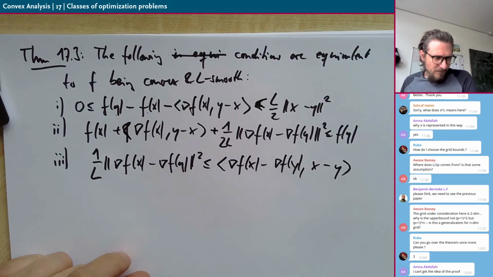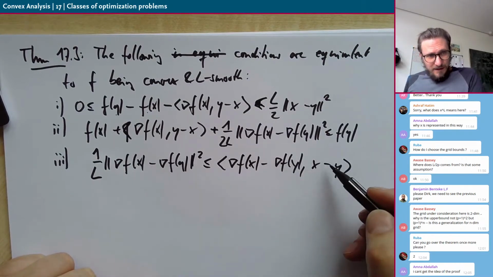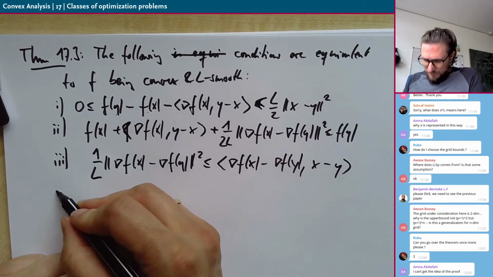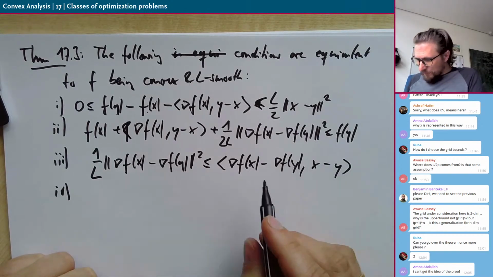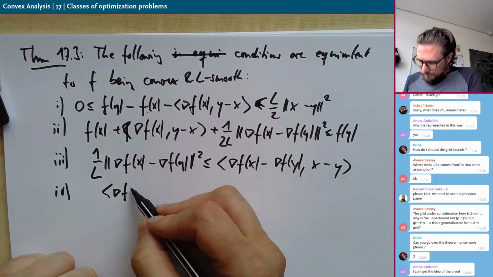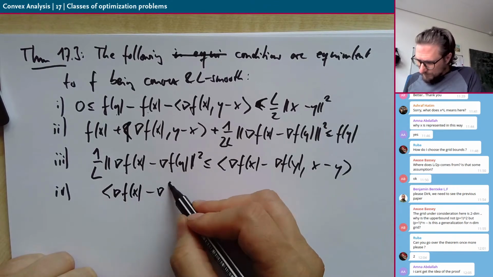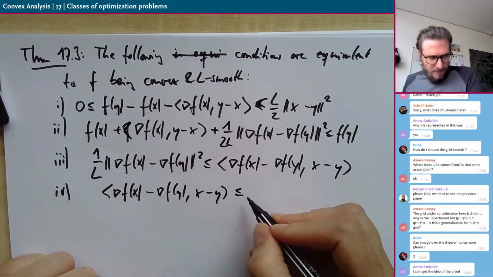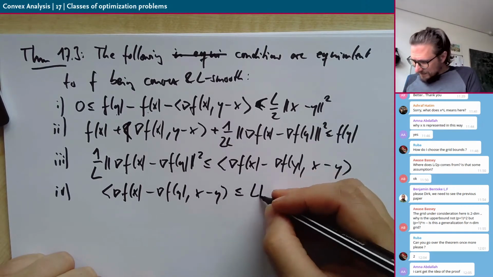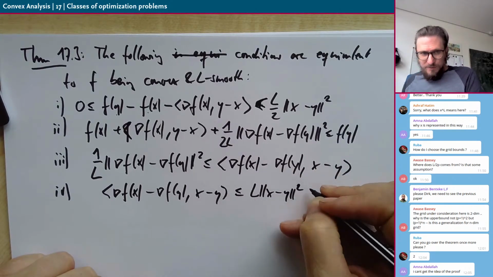And this is equivalent to all of the above. The fourth thing which is equivalent to all of the above is an upper bound for that term, L times the norm of x minus y squared.